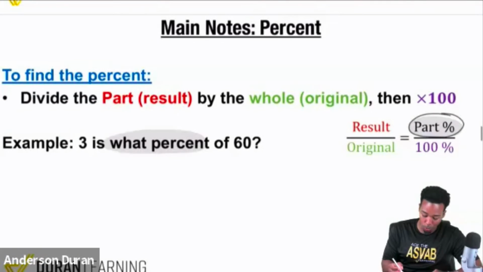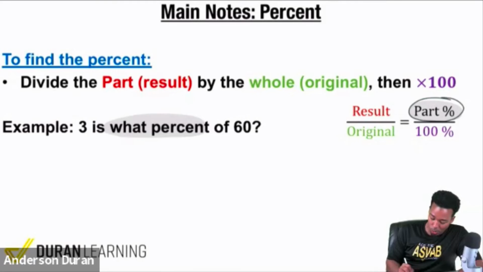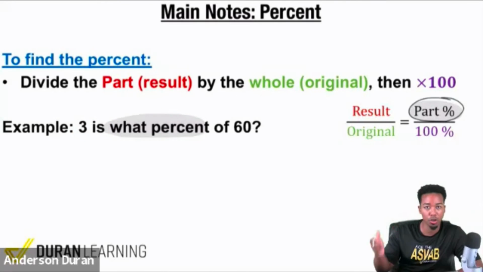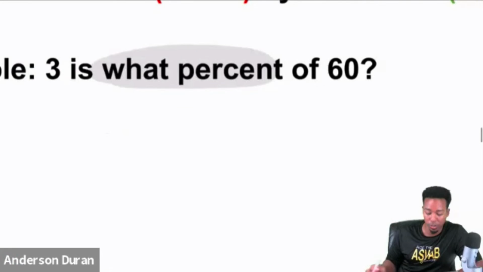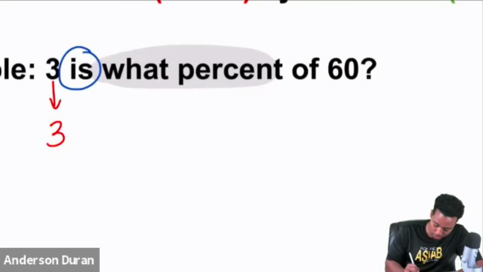And so look at the rule here. Everybody write it down. To find the percent, you're going to divide the part by the whole right here, divide the result by the original, and then multiply by 100. Write that down and you'll be fine. Here's the example. 3 is what percent of 60? What we would do is we would say, hey, 3, and let me actually just show you here. Everybody, write this as an equation. 3, everybody, the word is translates to what in math?